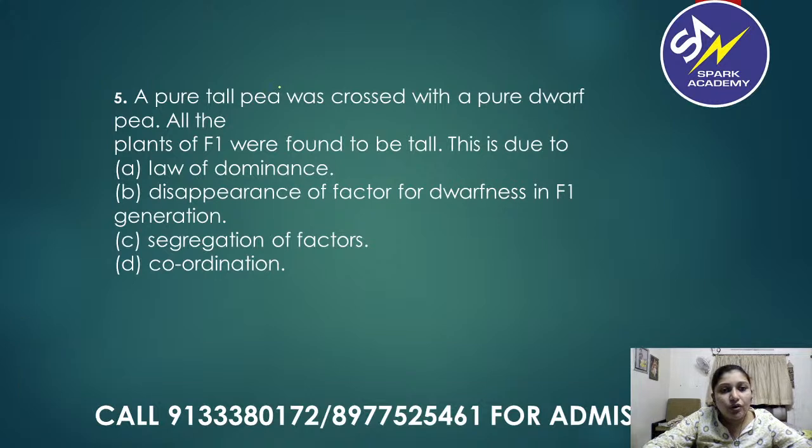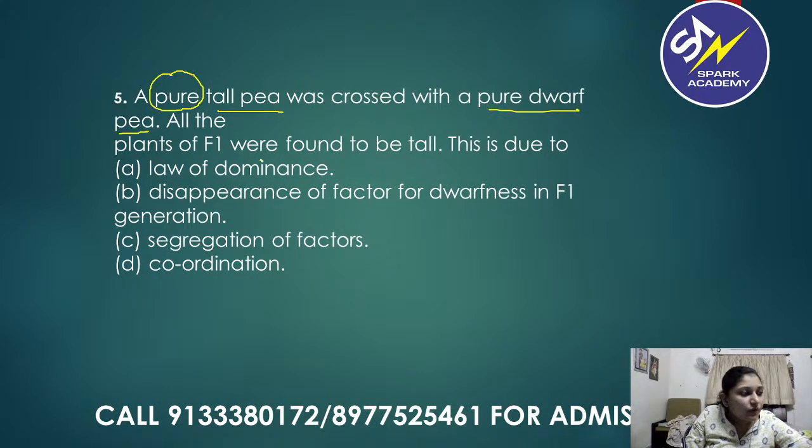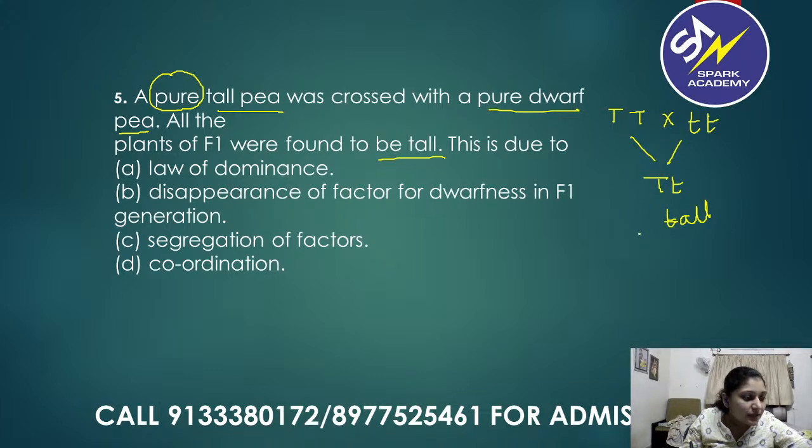Fifth one. A pure tall pea was crossed with a pure dwarf pea. All the plants of the F1 were found to be tall. This is due to what? An F1 plant, this is tall and pure TT crossed with the recessive dwarf tt. If they are crossed, in the F1 generation we are getting Tt. But phenotypically, the F1 were all found tall. That is because of what? Select your answer. The reason behind this tall plant is what?